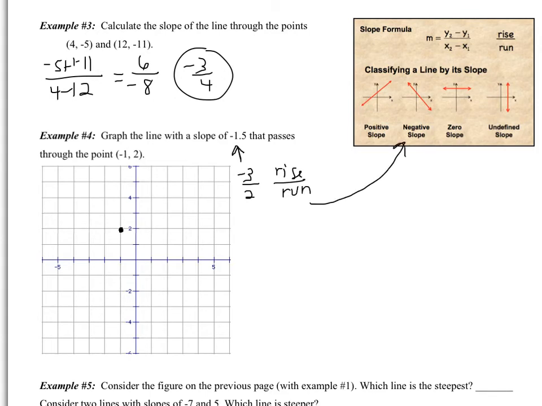Now we have to remember a negative slope means the line should be falling. So if I rise negative 3, I'm going to go up 3, 1, 2, 3. Now if I go left 2, my line will be falling. If I were to go right 2, the line would be rising, it would be a positive slope. Starting back at our original point, this time I'm going to go down 3, 1, 2, 3. I'm going to go right 2, so that again my line is falling, it has a negative slope. Last thing I need to do is connect these points.